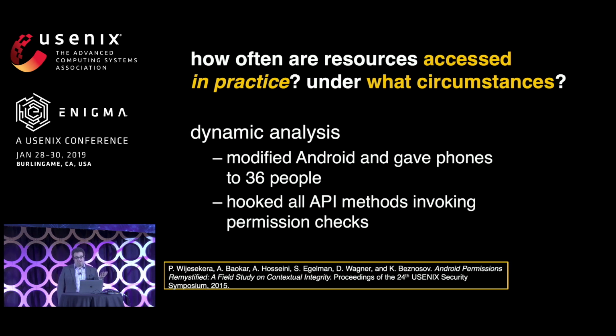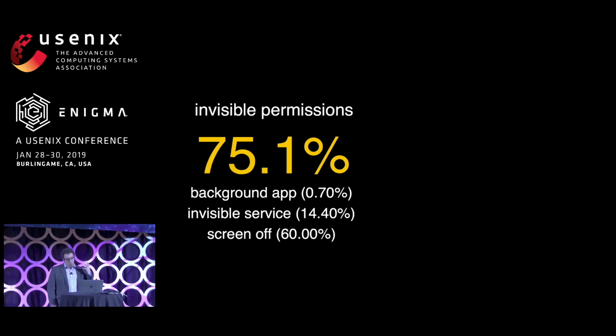So we decided to study this, and what we did is we wanted to perform dynamic analysis to examine how often these resources are actually used in practice by apps that people actually use. And so what we did was we hooked all of the API methods that are protected by the Android permission system and then gave those modified phones to 40 people. 36 of them returned them. And what we found is that a lot of the access to sensitive data on these devices is actually very opaque, which is not really a surprise to anyone in this room, I assume.